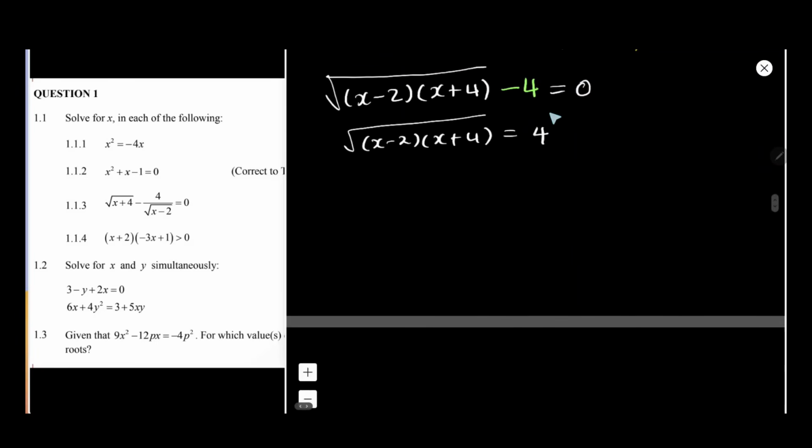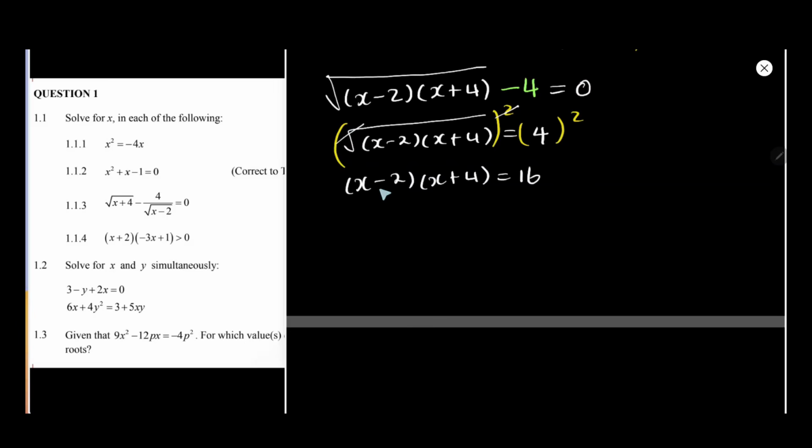And then, now that we have this on this side, our next problem in solving this equation is our surd. So we need to get rid of the surd. We can get rid of the surd by squaring both sides. And so the square root and the square would cancel. And so you're just left with x minus 2 being multiplied by x plus 4 is equal to 16.